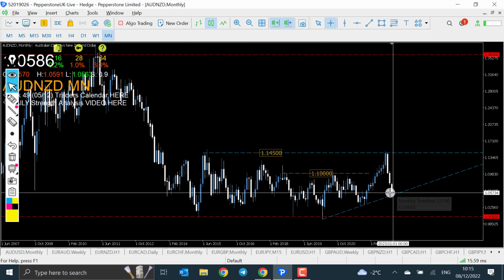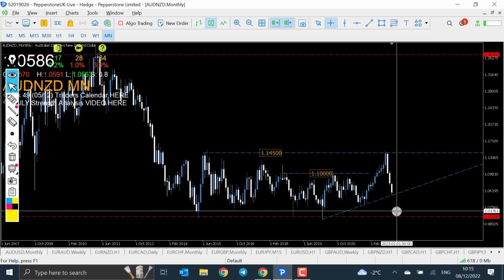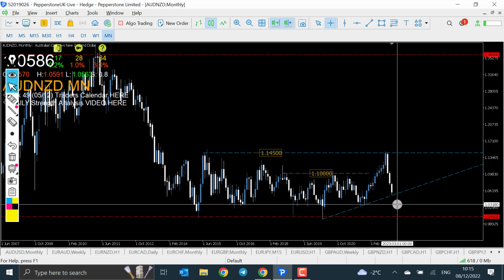What we're looking for is if price trades through this trend line support and continues to follow the path of the tables, could we see a continuation to the downside and a continuation back down to the swing lows? It may even come up a little bit higher.